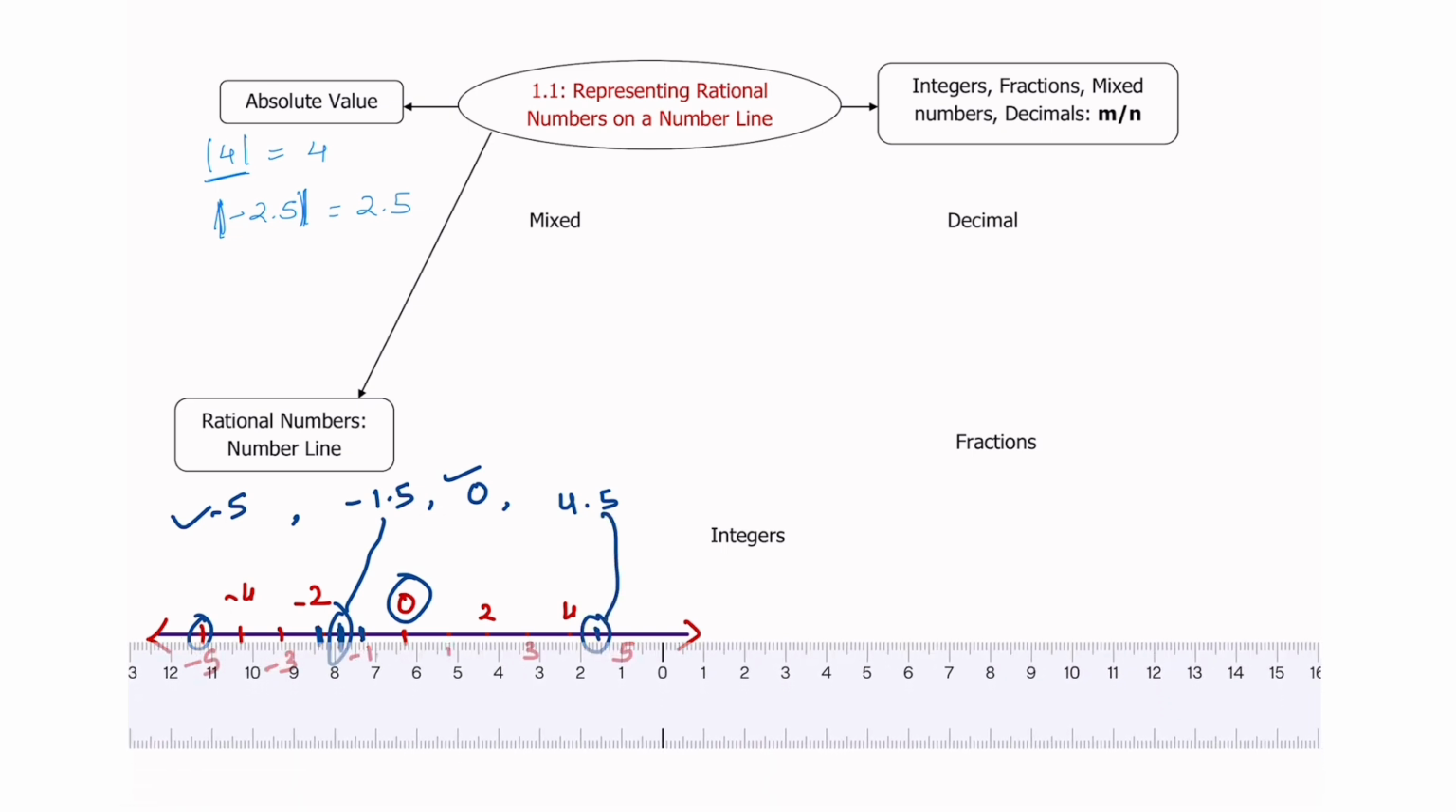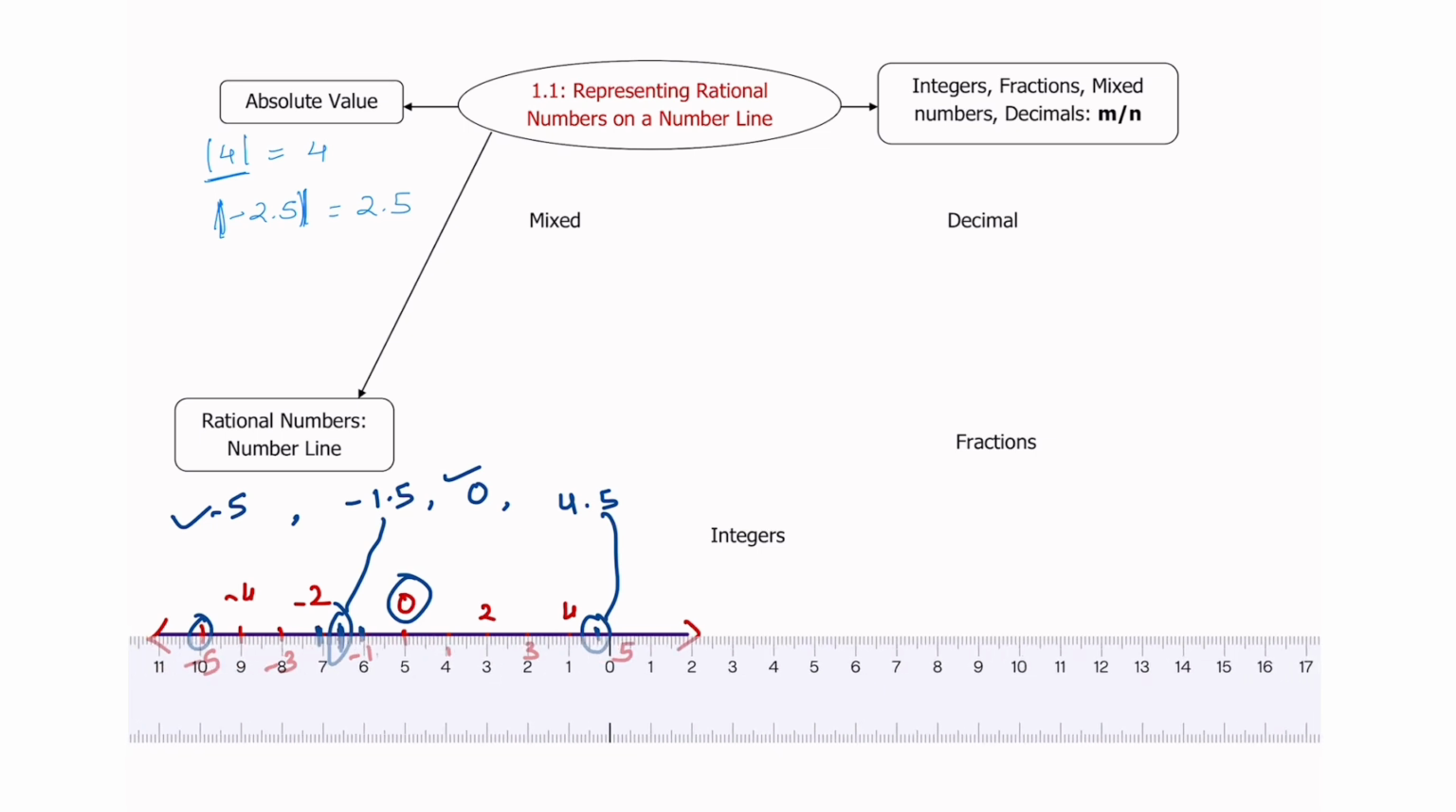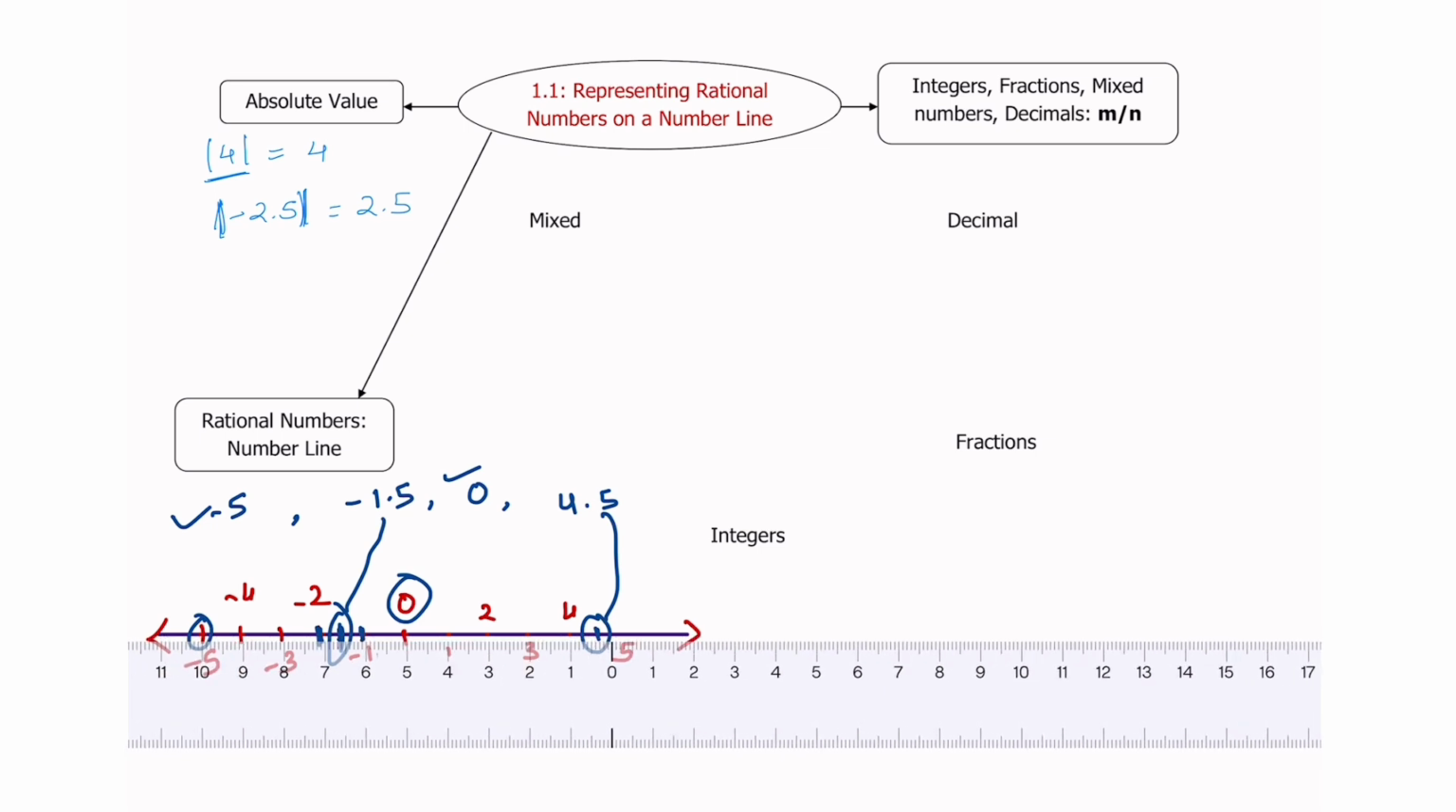And if you have numbers like, for example, here we are at 0 and you have to mark 0.7. 0.5 is here. So 0.2 further, right? That's how you mark 0.7. So this is how you are supposed to mark numbers on the number line.